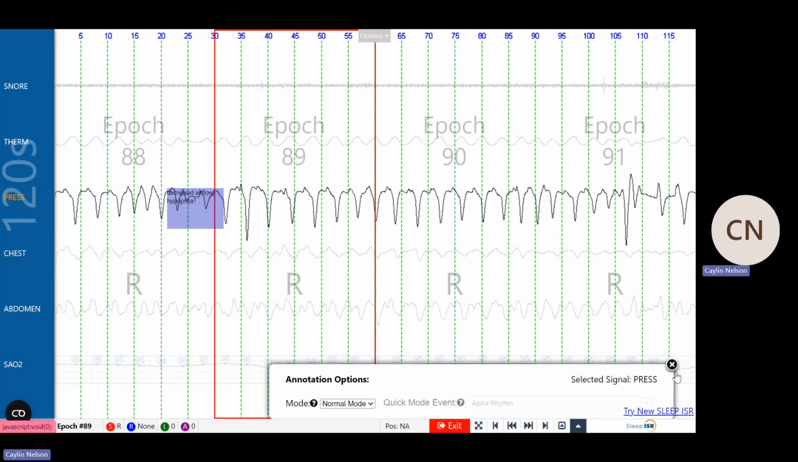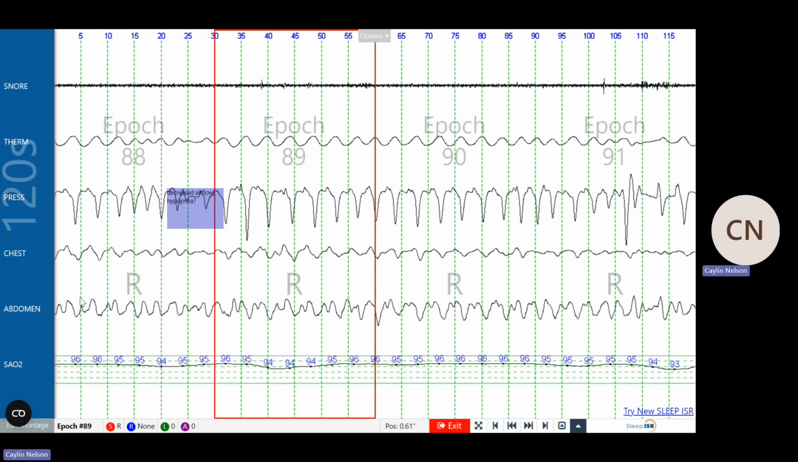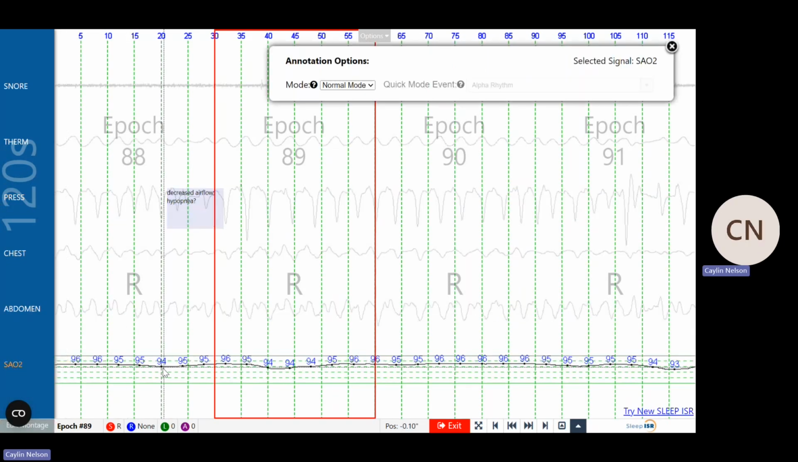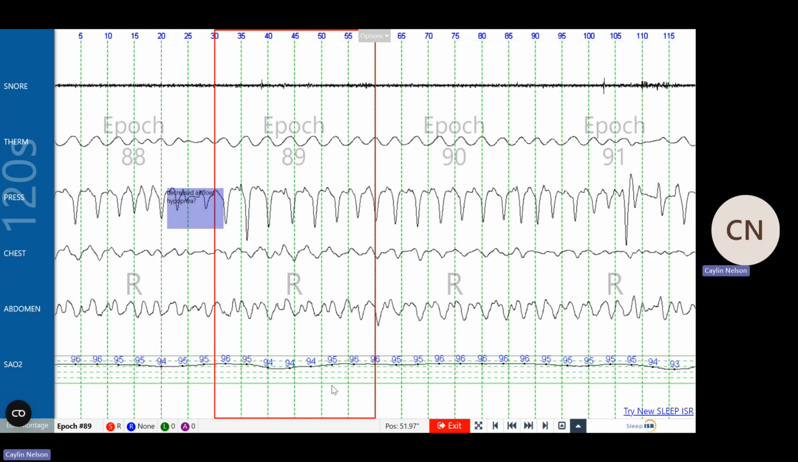We'll close the pressure channel and let's look at the oxygen to see if there's any 3% desats. So it's kind of starting at 96, 95-ish, goes down about 1%, and goes back up to 96, but it only goes down to 94 here. So for a 3% we would be looking for a 93. So no hypopnea.